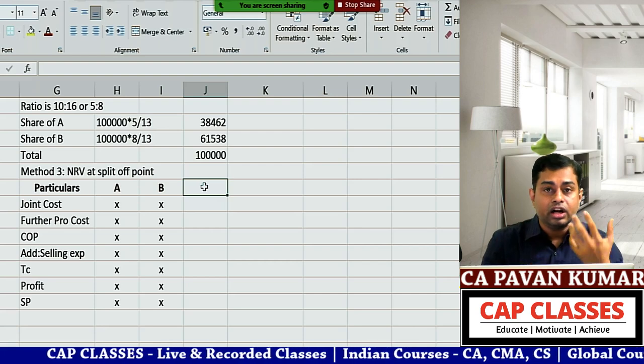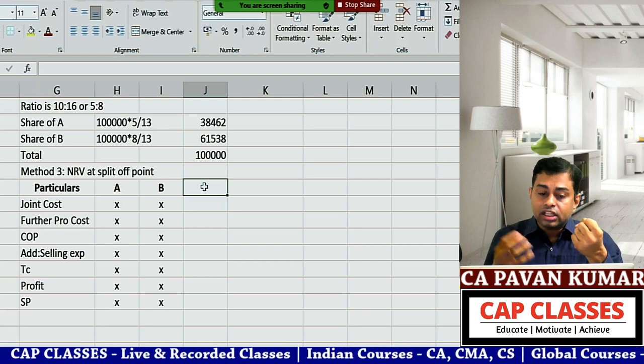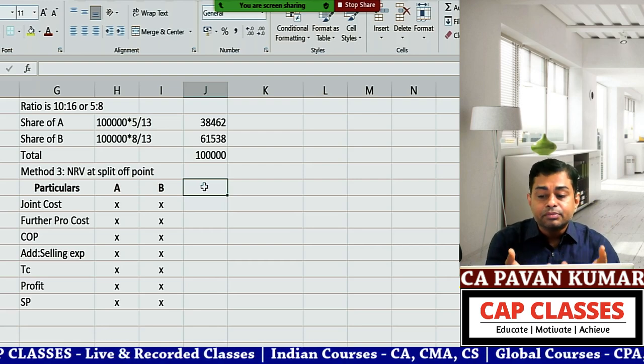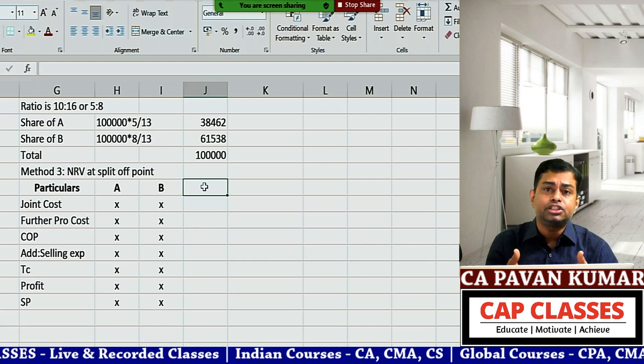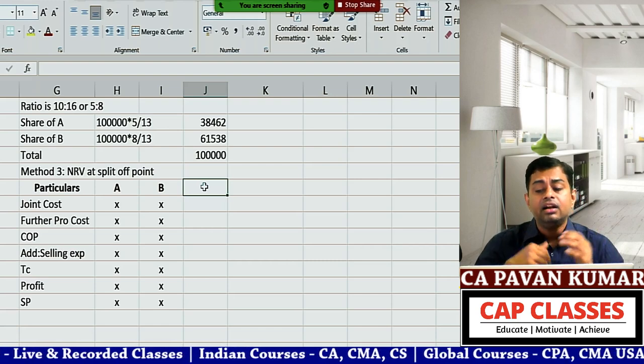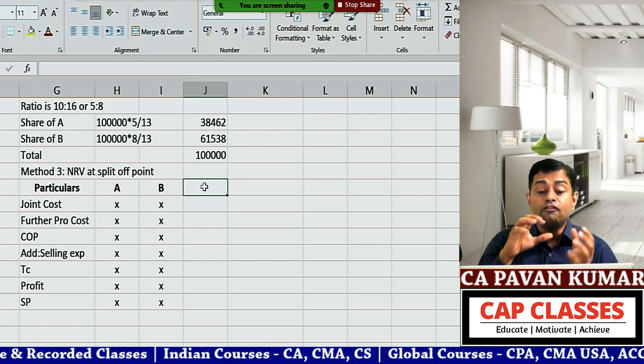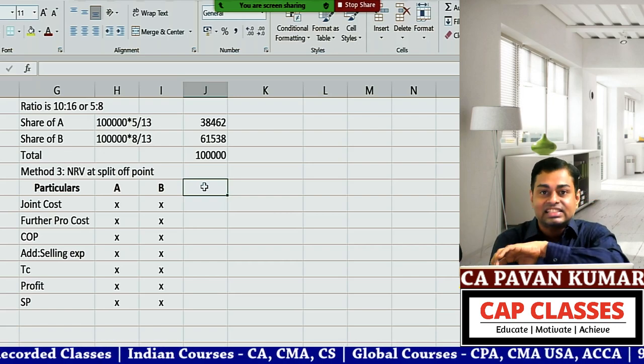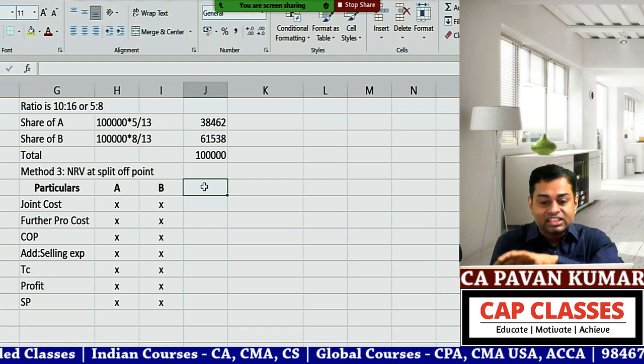Do you understand this? So I am taking joint cost and further processing cost, both put together is my cost of production. Add selling expenses to it, then total cost will come, and then add profit, selling price will come. Now what we do is reverse, upside down.